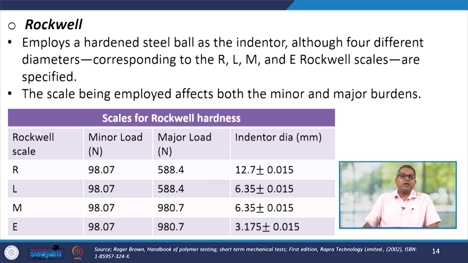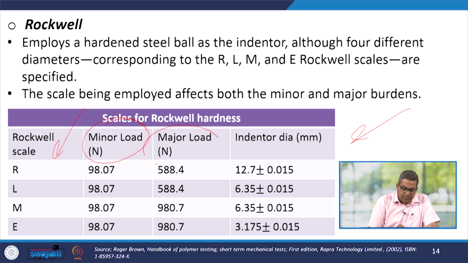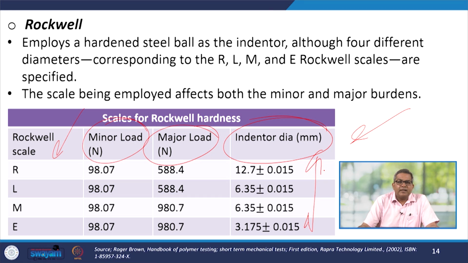Rockwell test. This employs a hardened steel ball as the indenter, although 4 different diameters corresponding to the R, L, M and E Rockwell scales are specified. Now, the scales being employed affect both the minor and major loads. In this particular table, you see the various Rockwell hardness scales R, L, M and E, where you apply the minor load and then the major load, with a reference of indenter diameter in millimeter. In this way you can see the effect of all those Rockwell scales.